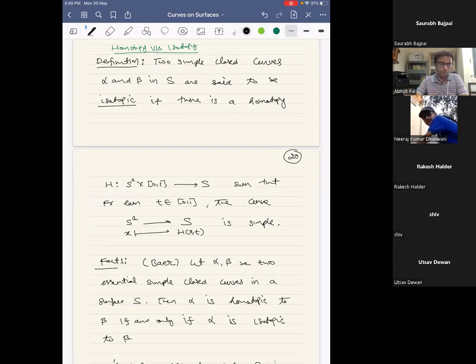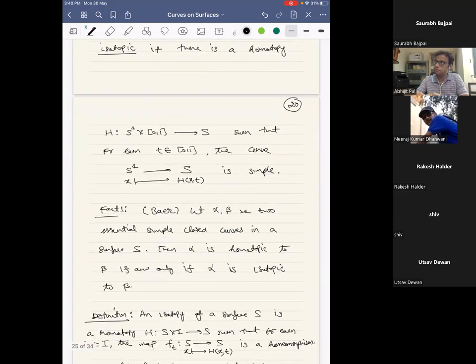That is a homotopy. And what is an isotopy? For each t, you have this curve from S1 to S, x goes to H of (x, t), fixed t. This curve should be simple. Then you say your homotopy is an isotopy.